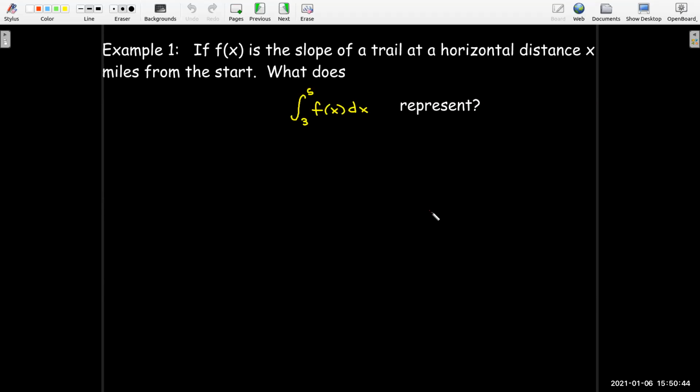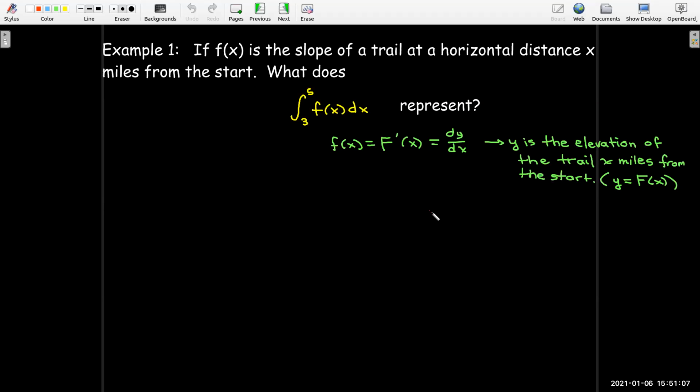If the function lowercase f of x is the slope of a trail at a horizontal distance x miles from the start of the trail, what does the definite integral from 3 to 5 of f of x dx represent? Well, the slope is my dy dx. And y would be the elevation. So dy dx would be the rate of change in elevation, which is the slope.